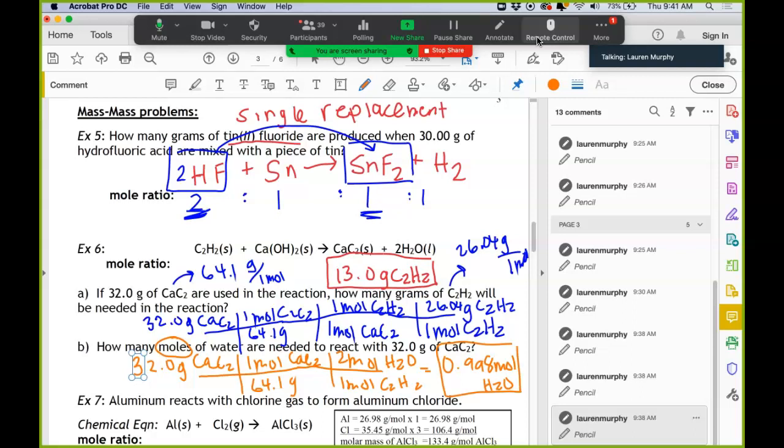Sometimes it starts in moles. So again, being aware of what units they're starting you in is really, really important. And so you always write down what's given first before anything. And hopefully that will help set up the road for where you need to go. So your homework tonight and this weekend will be these types of problems mixed with some predicting product and word equations most likely.